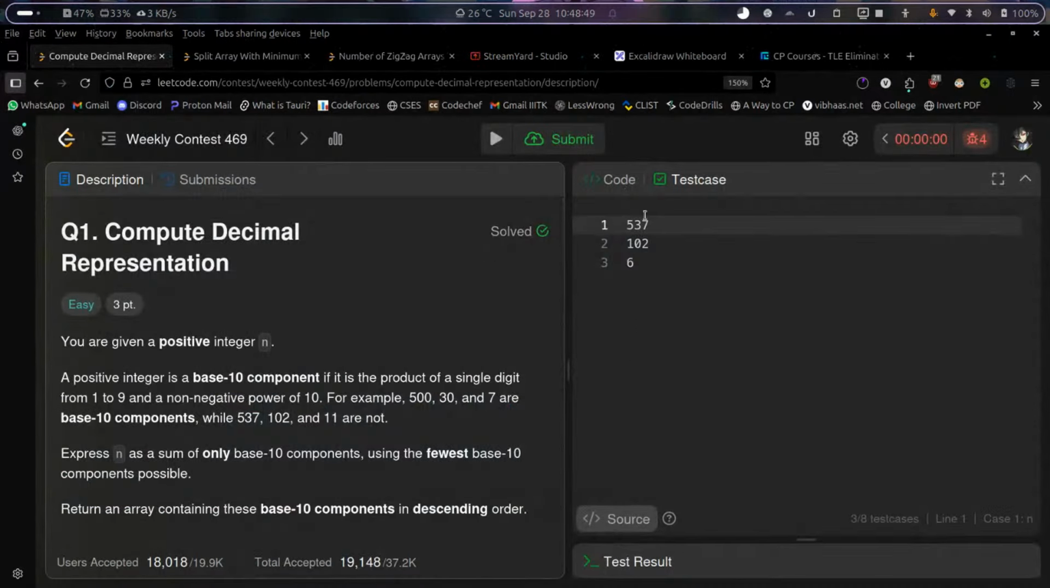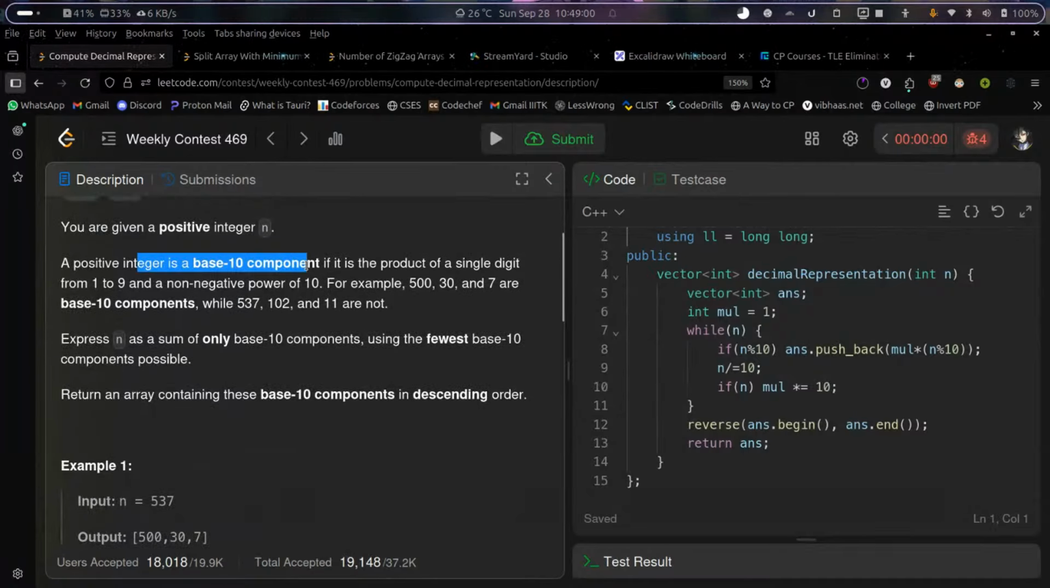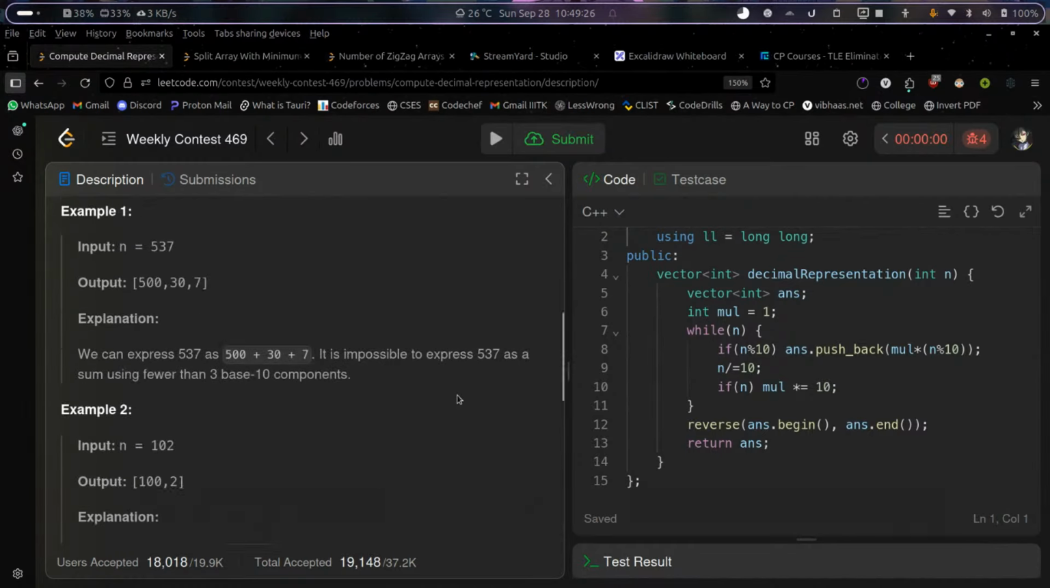Okay. So the first question I think was pretty simple, so we won't spend that much time on it. Compute decimal representation. You're given a positive integer n, and a positive integer is a base 10 component if it is the product of a single digit from 1 to 9 and a non-negative power of 10. So for example, 537, these are base 10 components, while 537, 102 are not, etc. We have to express n as the sum of only base 10 components using the fewest base 10 components possible. Return an array containing these base 10 components in descending order, right?